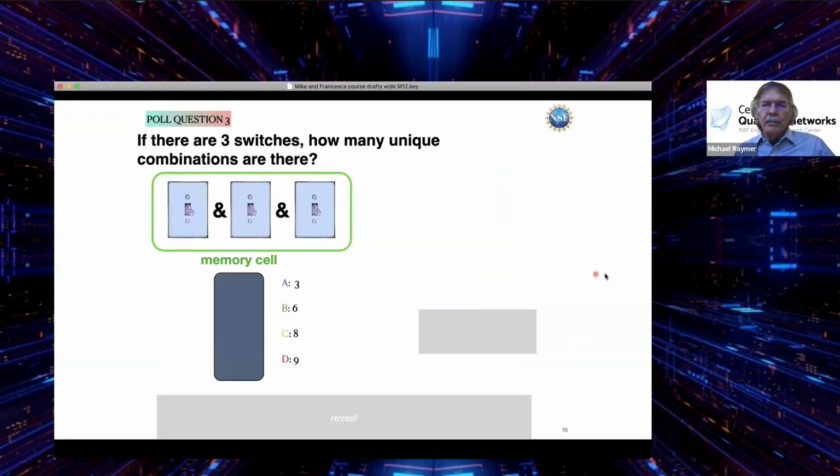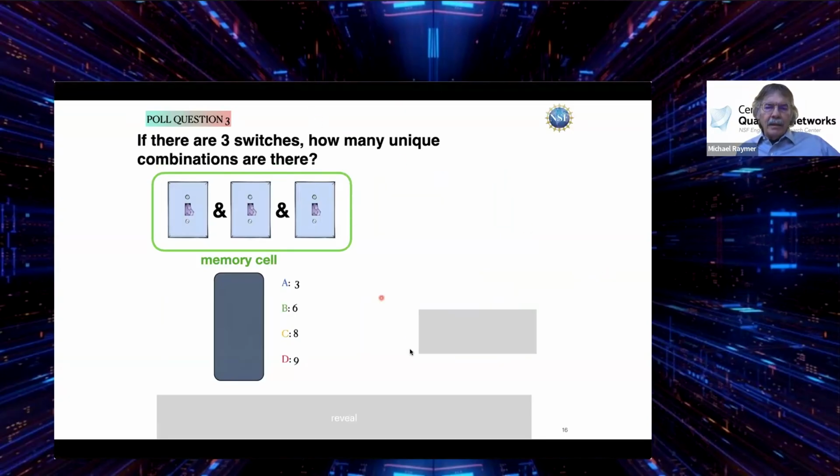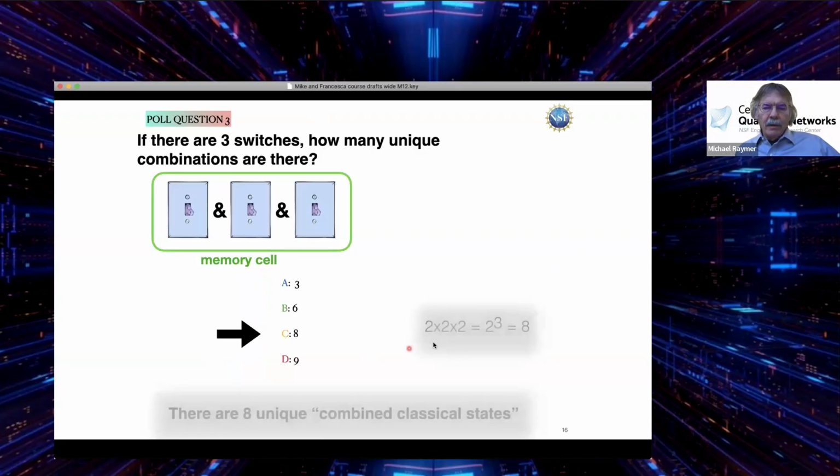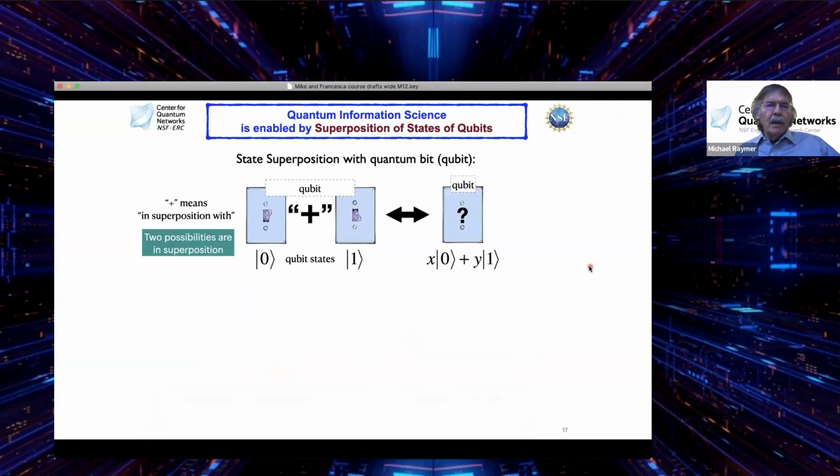Okay, poll question 3, please put it up. Okay, most people said 8, which is exactly correct, because 2 times 2 times 2 is 2 to the 3, which is 8. And there are 8 unique combined classical states of this memory cell containing 3 switches. Perfect.